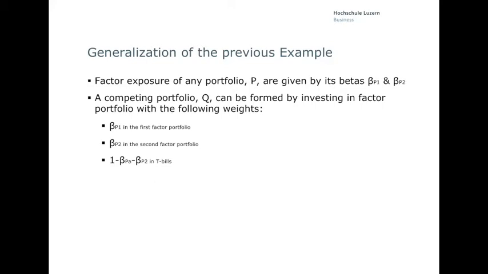To generalize the previous example, note that the factor exposures of any portfolio P are given by its betas, beta P1 and beta P2. A competing portfolio Q can be formed by investing in factor portfolios with the following weights: beta P1 in the first factor portfolio, beta P2 in the second factor portfolio, and as a result, the remaining proportion in T-bills is simply 1 minus beta P1 minus beta P2.